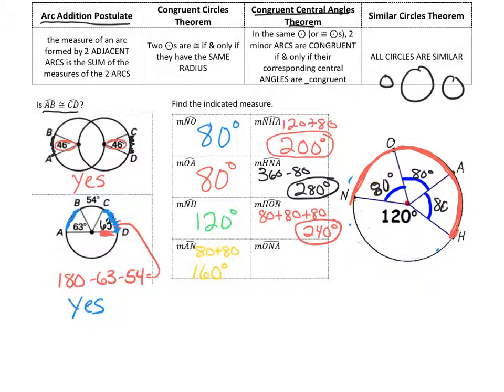And then last but not least, our last one says ONA. So if I start at O, I continue to N, and I end at A. It's another one of those that goes almost all the way around the circle, and it takes up everything but that 80. So it's the same calculation of 360 minus 80, which is 280 degrees.